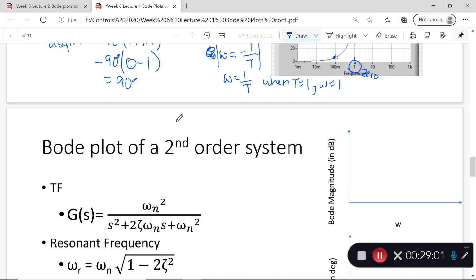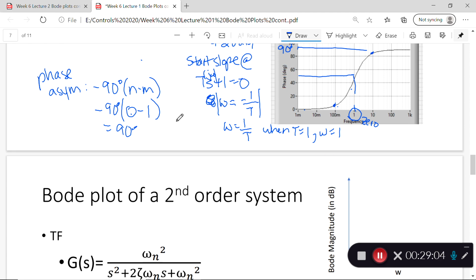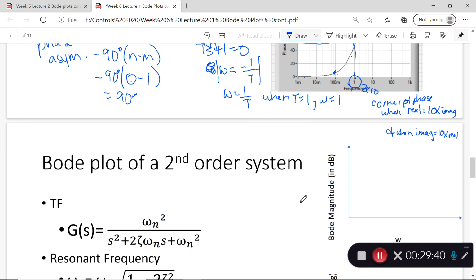Oh, and I was going to write that I get corner points in my phase graph when my real part equals 10 times my imaginary component of either the numerator or the denominator. Talking about the numerator here, since it was a zero, when I had a pole I was talking about the denominator. And when my imaginary part equals 10 times my real component. So we'll use those rules to look at the second order system, which is more complex.